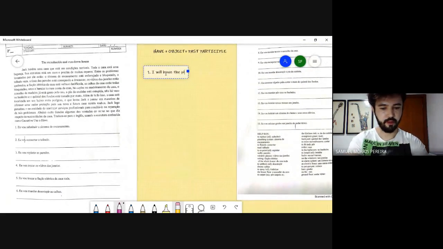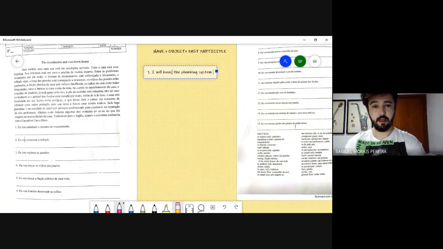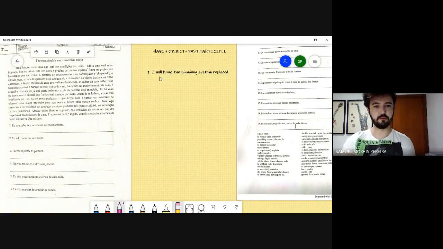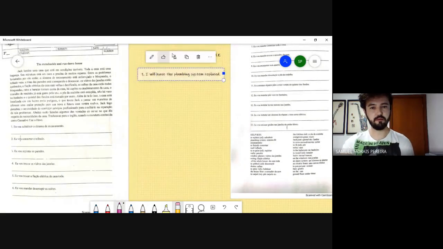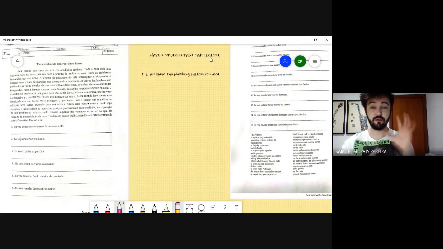The plumbing system. And then I have to write the past participle of the verb substituir. The verb substituir is replace. So you say, I will have the plumbing system replaced. I will have the plumbing system replaced. Bem fácil, tá vendo? You have just to follow the sequence in which you have to write the words, okay? Now let's move on to the next one.